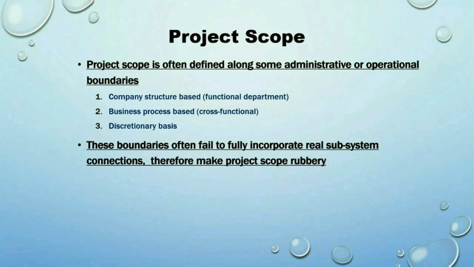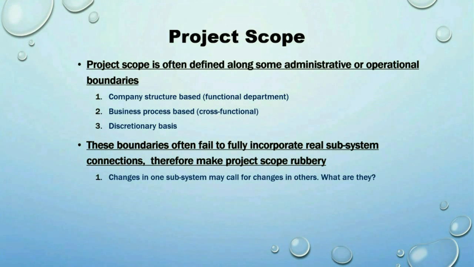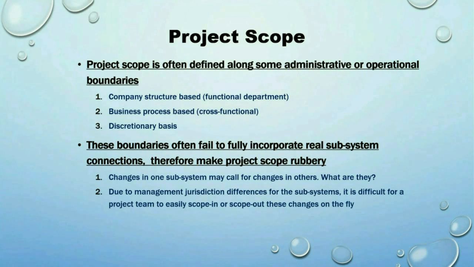But these boundaries often become hard to maintain due to connections among subsystems. Remember, subsystems are often connected, and so sometimes one change in one subsystem may trigger necessary changes in other subsystems. So the question is, what are they? This is an important question to answer before the start of the project, because due to managerial jurisdiction differences for the subsystems, it is very hard for a project team to easily scope in or scope out these changes on the fly.